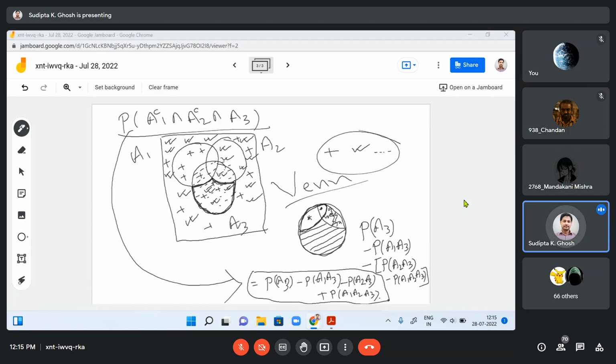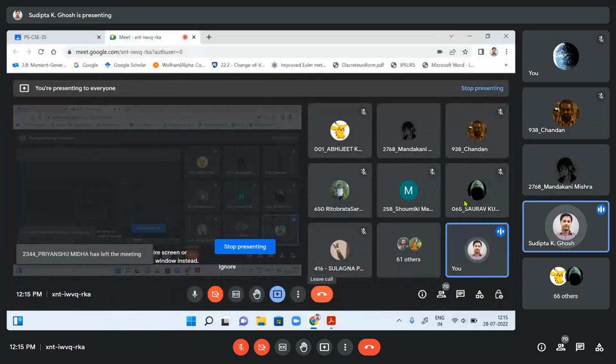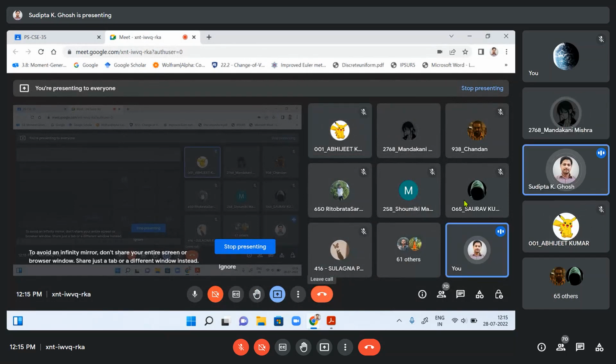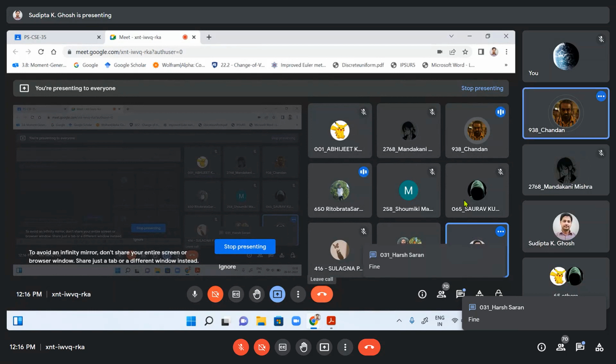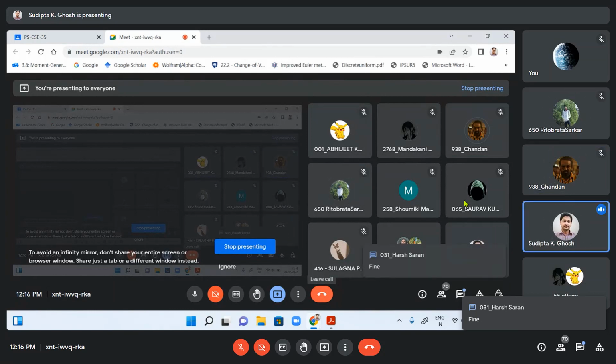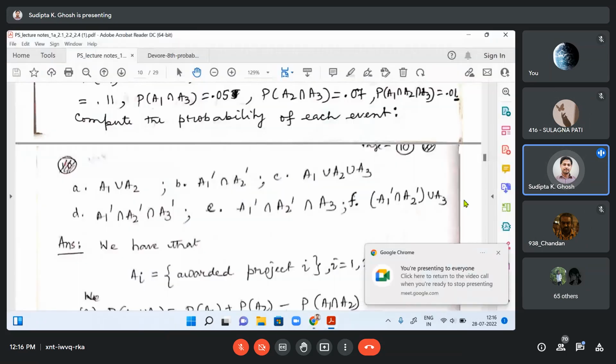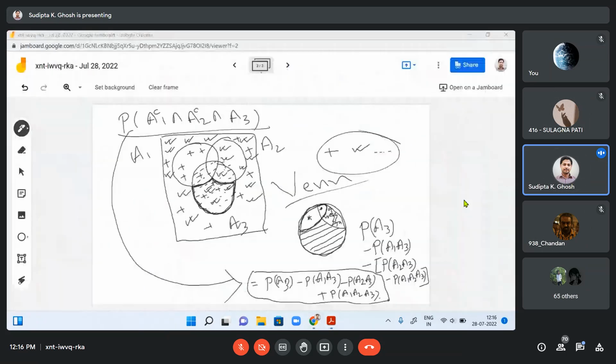So now I'm asking everyone, Abhijit, is it fine for you? Yes, sir, got it. Mandakini, Chandan, Ritobroto, Sulagna, fine? Yes, sir. Got it. Okay. So that is the important thing, that you have to use the Venn diagram to solve this problem.